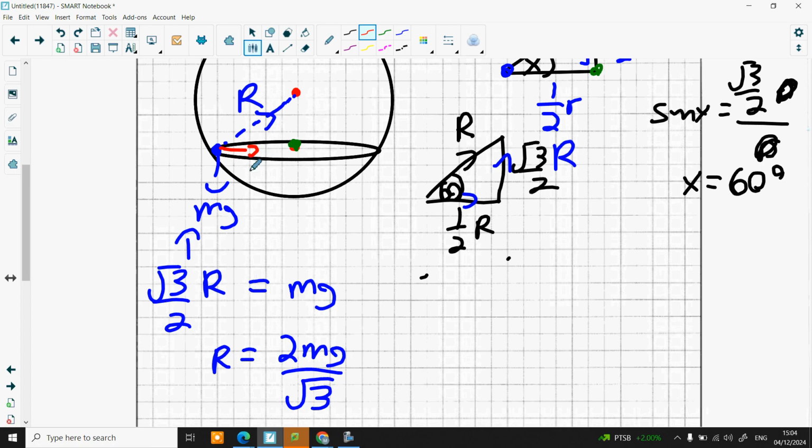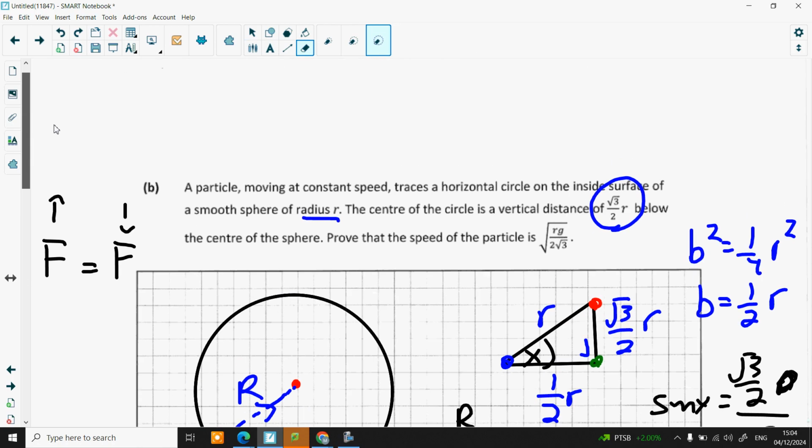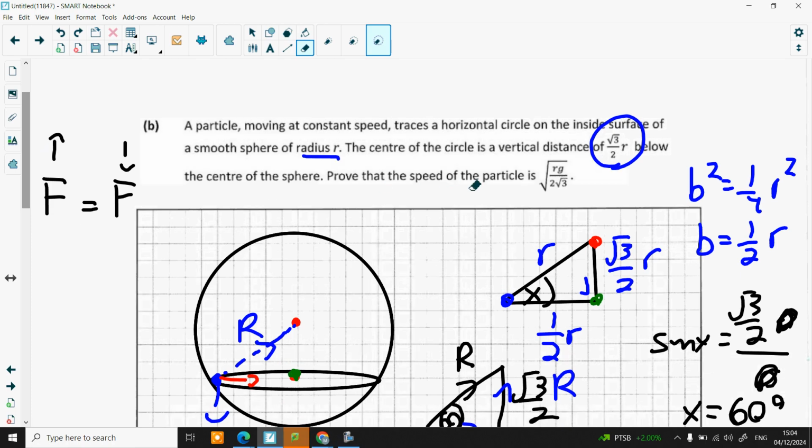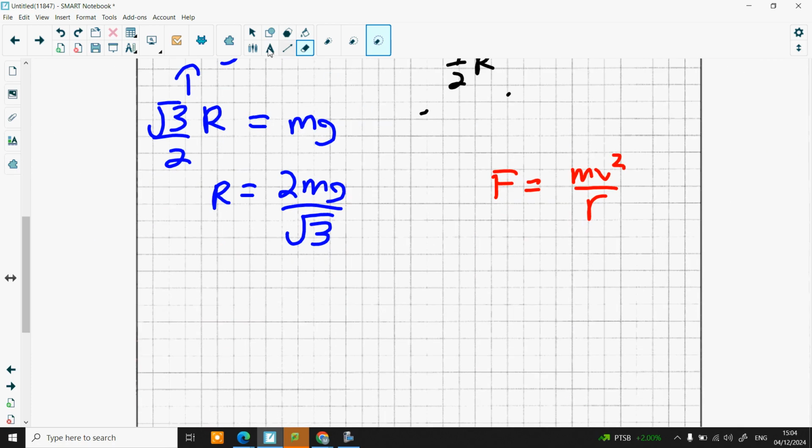Now what's the next formula we need to use? Centripetal acceleration going to the middle of the circle. Now, am I using m omega squared r, or am I going to use mv squared over r? Which one do you think I should use for the centripetal force? We're going to use mv squared over r. Was there anything in the language to suggest that that's what we should do? Huh? Speed, yeah. And you want to prove that the speed of the particle is root of rg over 2 root 3. Okay, so what do we get here, guys?